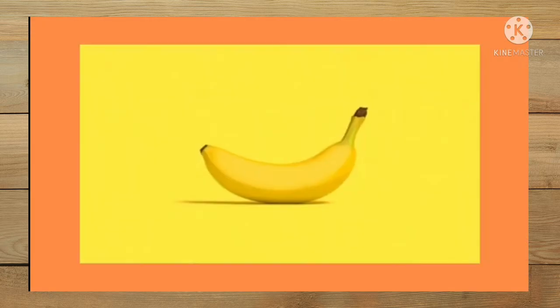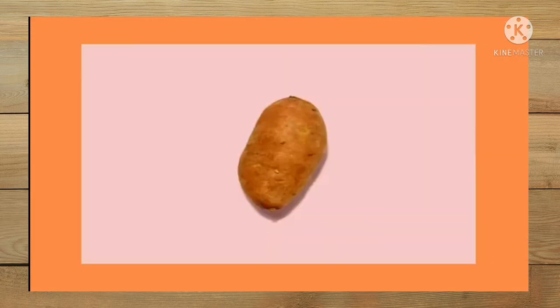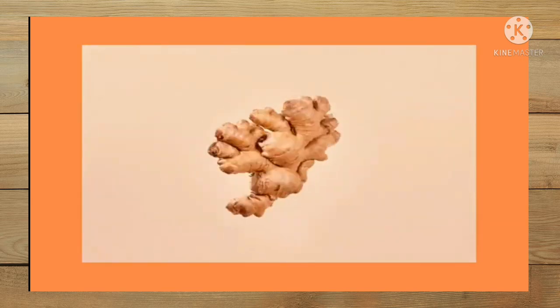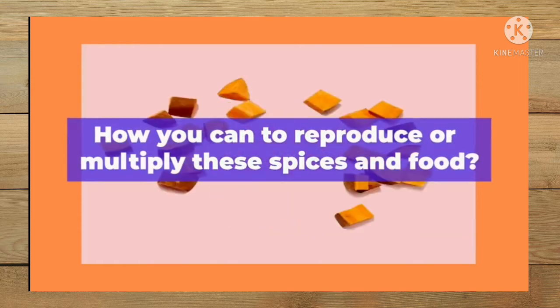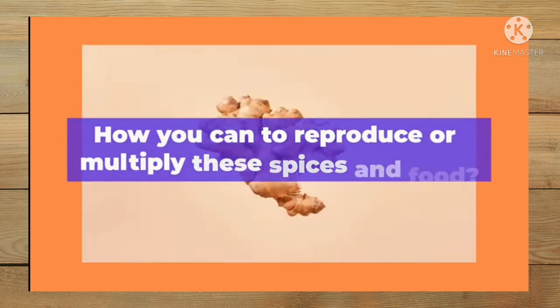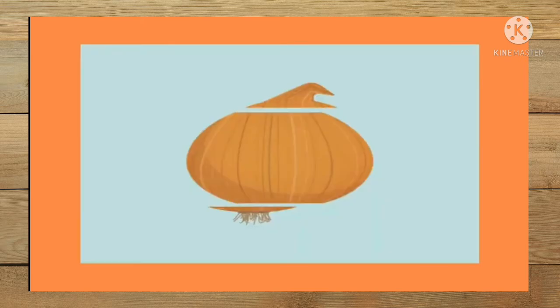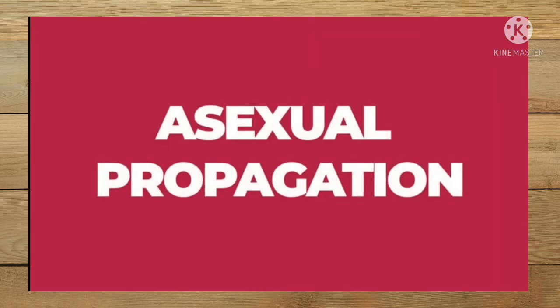Have you ever been in a farm or in a backyard vegetable garden? Have you seen and eaten this? Banana, sweet potato, ginger, and onion. Did you ever ask yourself how you can reproduce or multiply these spices and food? Yes, we all do. That is why, in this lesson, I will bring you to the land of asexual propagation.